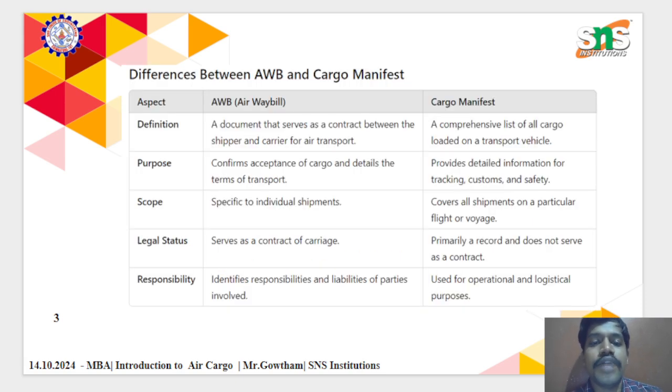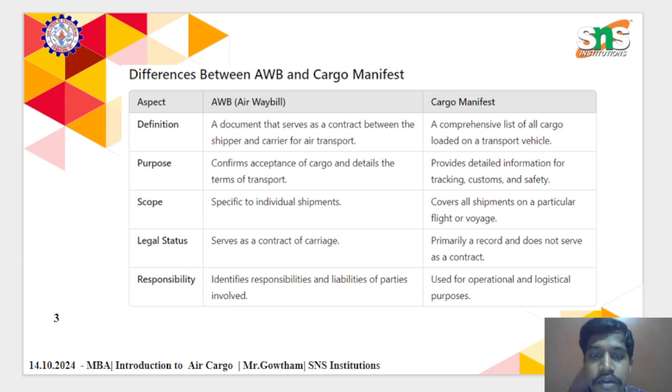Next is the difference. I am showing here what the exact difference is between the AWB and the cargo manifest. The first thing is the document. The AWB confirms the acceptance of the cargo and details the terms and conditions, and the transport details are also mentioned. In the cargo manifest, the information about tracking, customs, and safety is in the document. Then scope: the AWB is specific to the individual shipment, but the cargo manifest covers all shipment-based things and flight information.